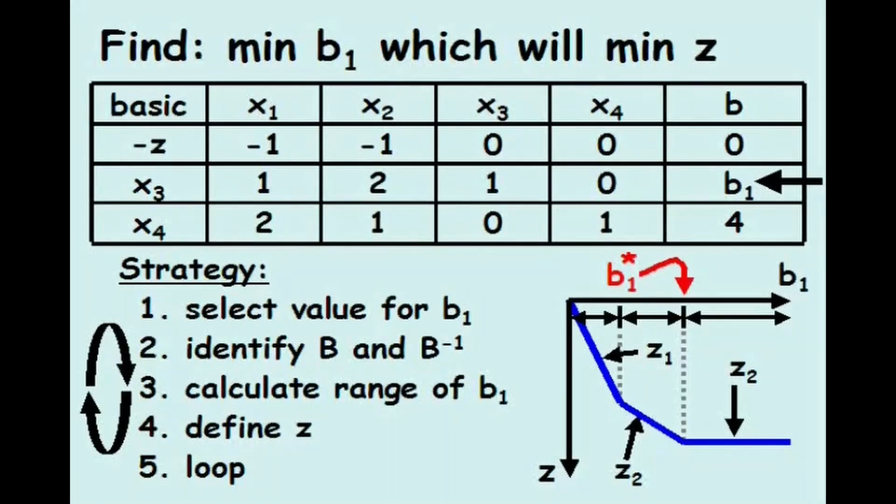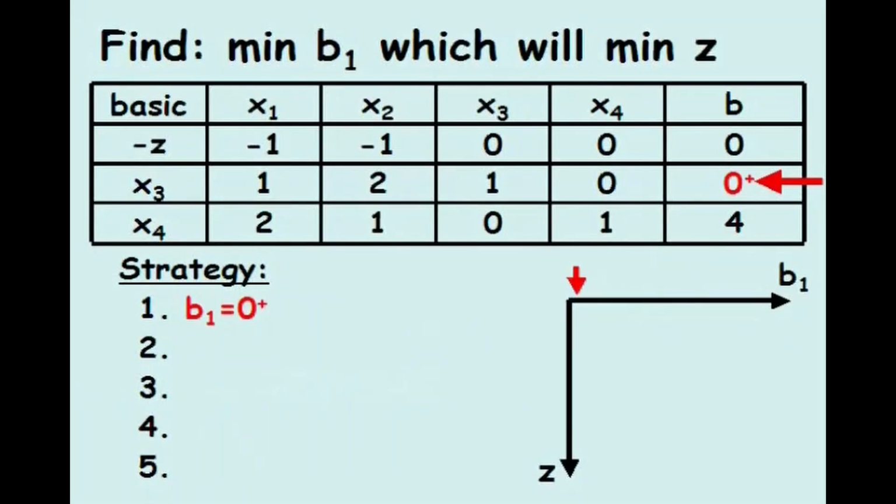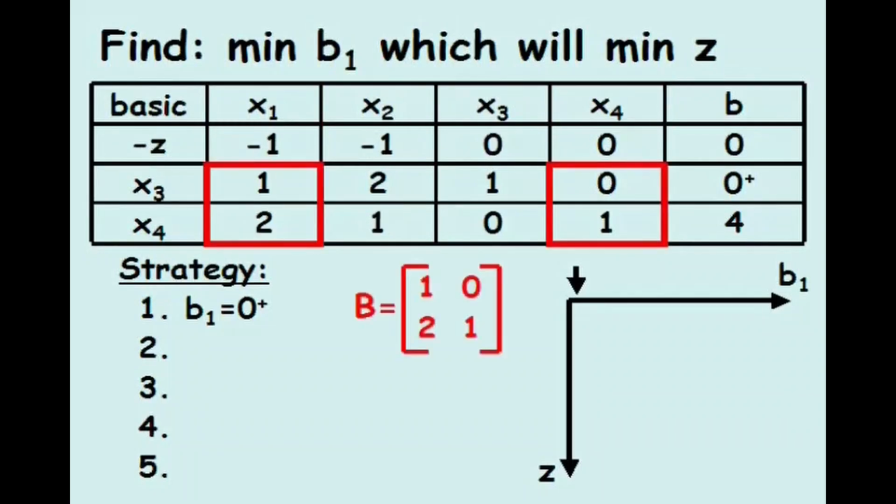From the first constraint, we identified the minimum value of B1 is 0. Then for step 1, we'll select B1 to be slightly greater than 0, denoted as 0 plus. If we select x1 to enter the basis, it will replace slack variable x3 and an optimal solution is found. This makes variable x1 and x4 basic, and the B matrix equals 1, 0, 2, 1.